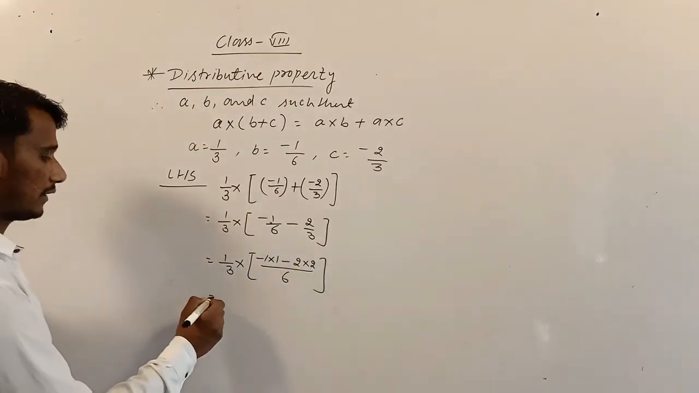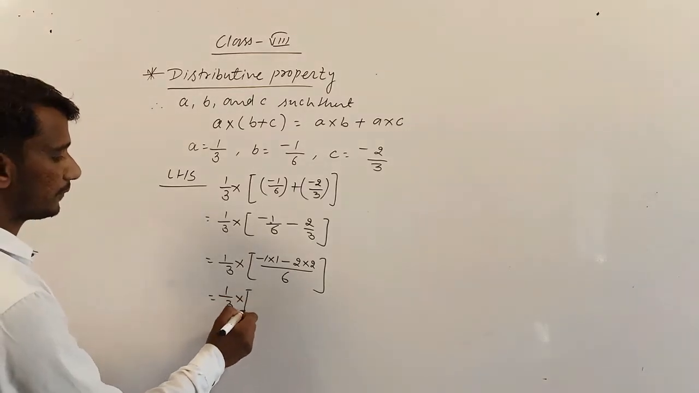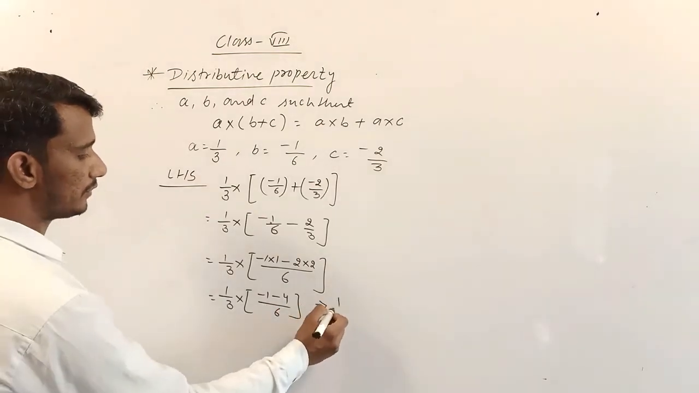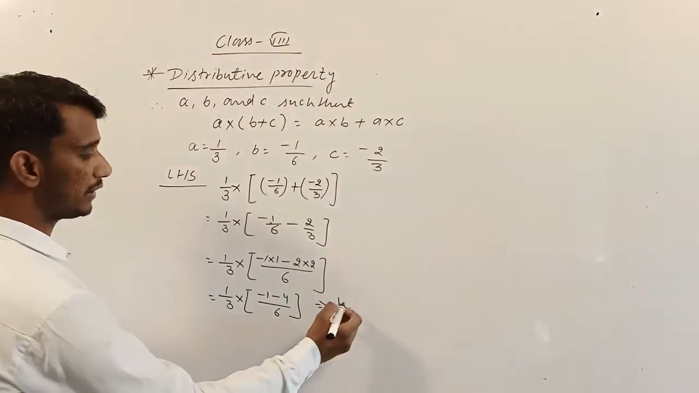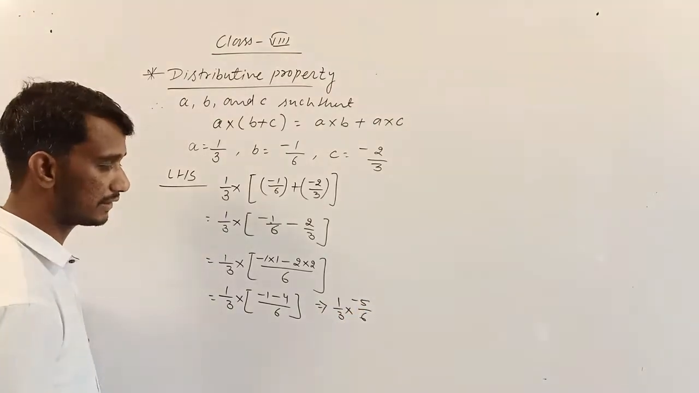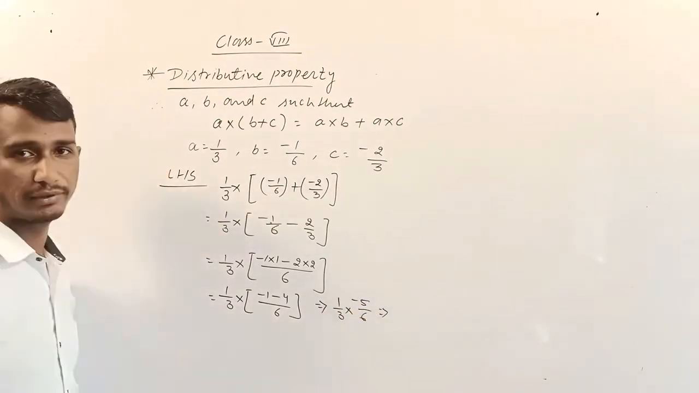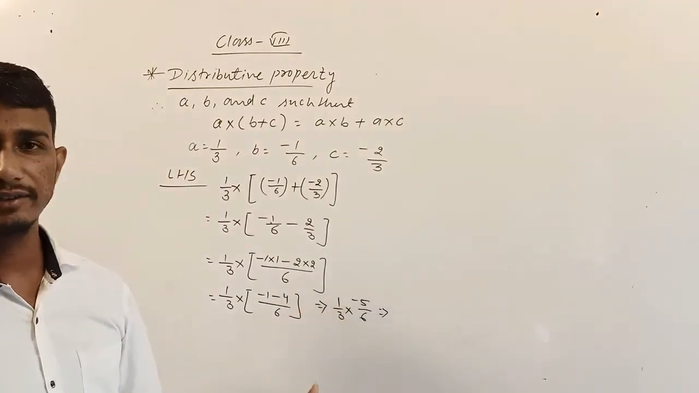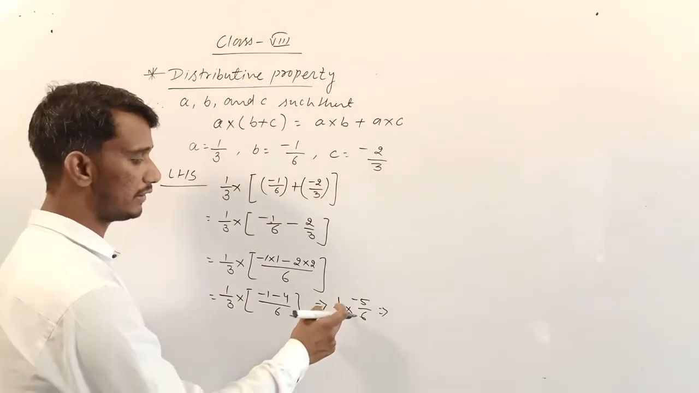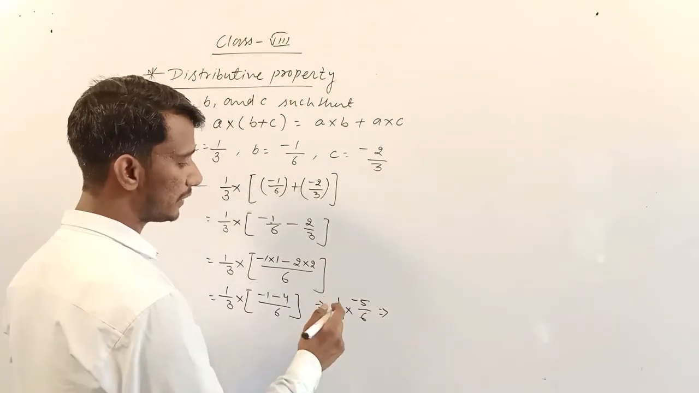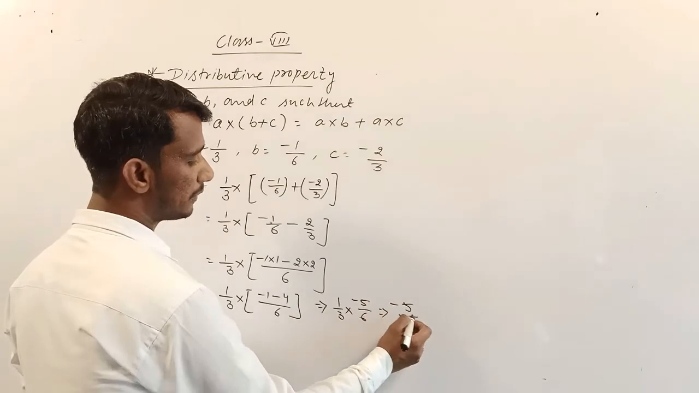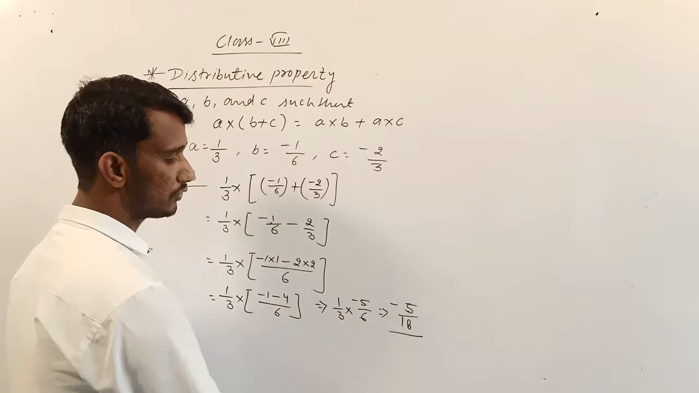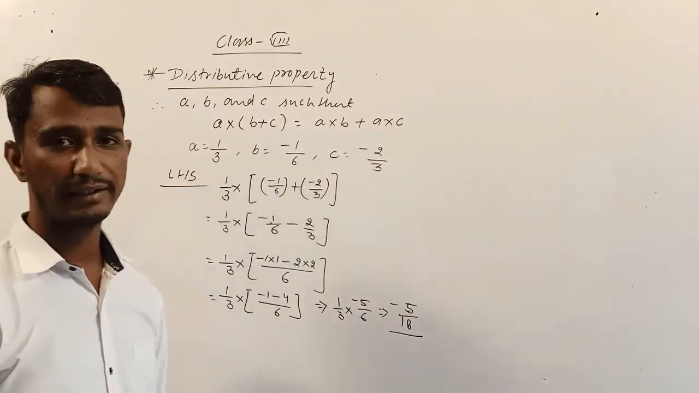Next, 1 upon 3 into minus 5 minus 4 upon 6, and after simplification we get 1 upon 3 multiplied by minus 5 by 6. How do we multiply rational numbers? Numerator to numerator, denominator to denominator. Otherwise you can simplify, and the same process applies if a number is not dividing another. 1 into minus 5, 6 threes are 18. So minus 5 upon 18 is the LHS part.